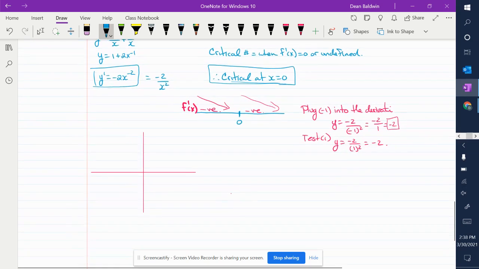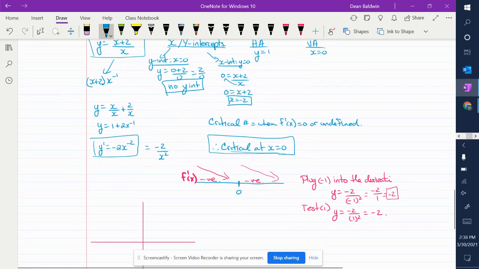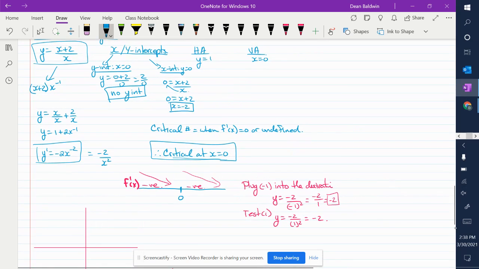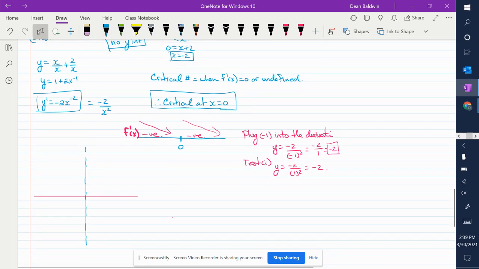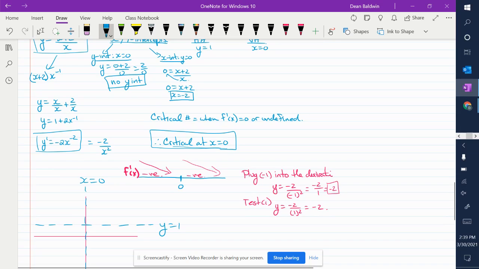All right, so the graph. Mark everything on the graph. We have a y-intercept that does not exist. We have an x-intercept of -2. We have a horizontal asymptote of 1 and a vertical asymptote of 0. So mark all those points. So vertical of 0, we've got the dashed line going through here. The horizontal of 1. We have an x-intercept of -2.